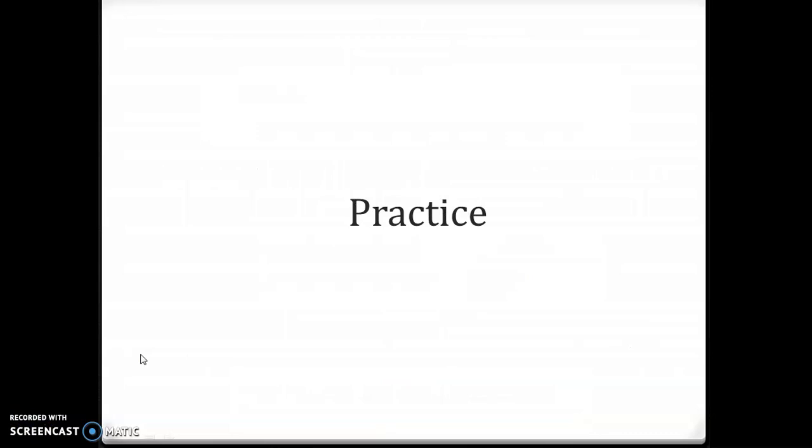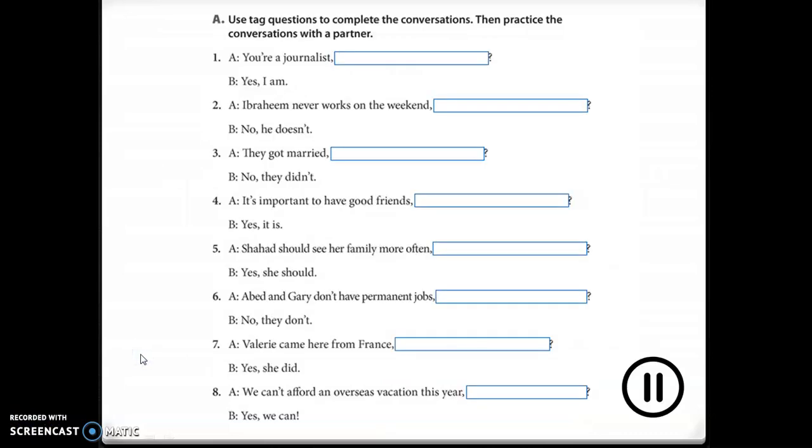Now let's do some practice. Take a look at the following page. Exercise A. Use tag questions to complete the conversations, then practice the conversations with a partner. Pause the screen, try your best, and we'll take a look at the answers in a minute.